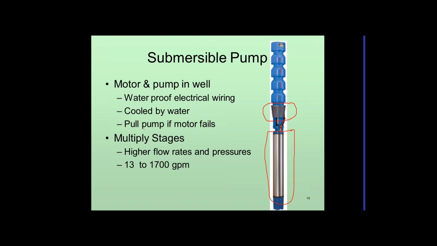So the electric has to be waterproof in these. And one disadvantage, although they have very long life, is that if the pump fails, you've got to pull the whole thing out of the well to service the motor. These are our multi-stages I've shown you, and they can have very high pressures and flows, up to 1,700 gallons a minute.